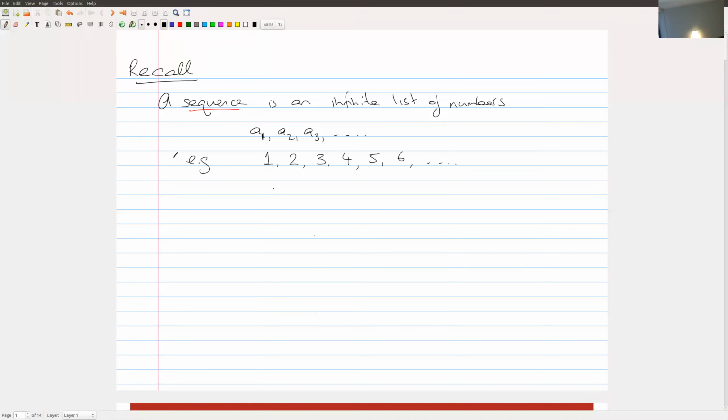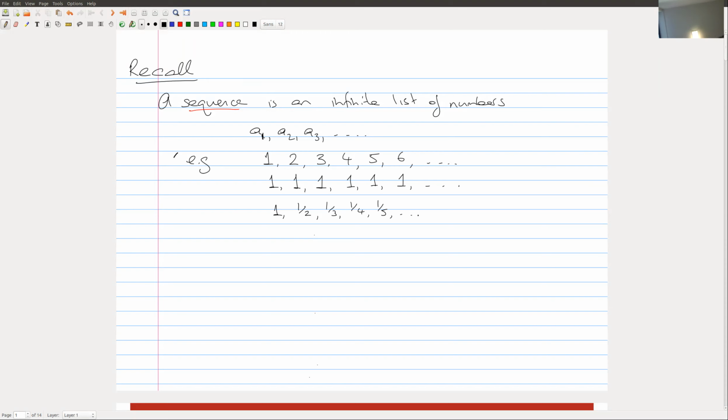Another example, just to make the point that the terms don't all have to be distinct, is an infinite sequence whose terms are all 1. You could also have an infinite sequence whose terms are fractions starting with 1 over 1 and then going 1 over 2, 1 over 3, 1 over 4, and so on. That would be another example. So anything like that, basically an infinite list of numbers.